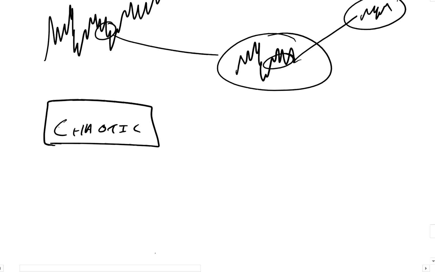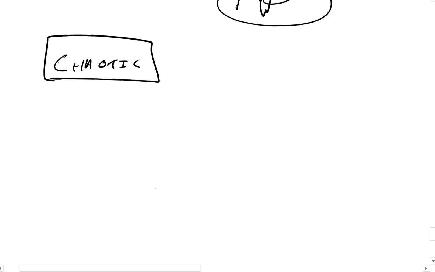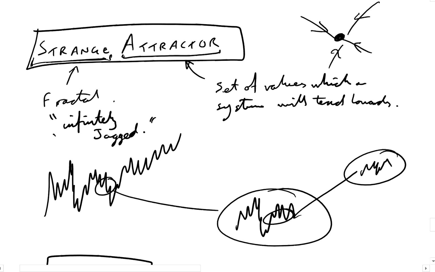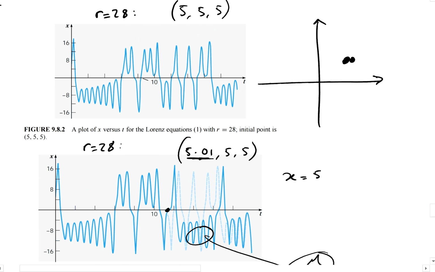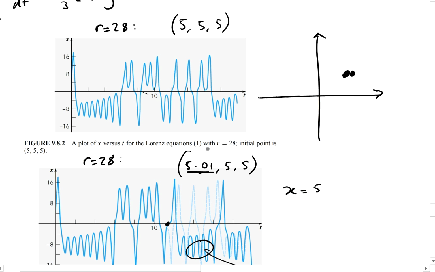Okay, so now we're going to talk about this idea of chaotic. That's strange attractor. Now we're going to talk about chaotic. Chaotic behaviour, we talked about it before, up here, where just varying the input values, varying the initial conditions ever so slightly, will result in a completely different graph.